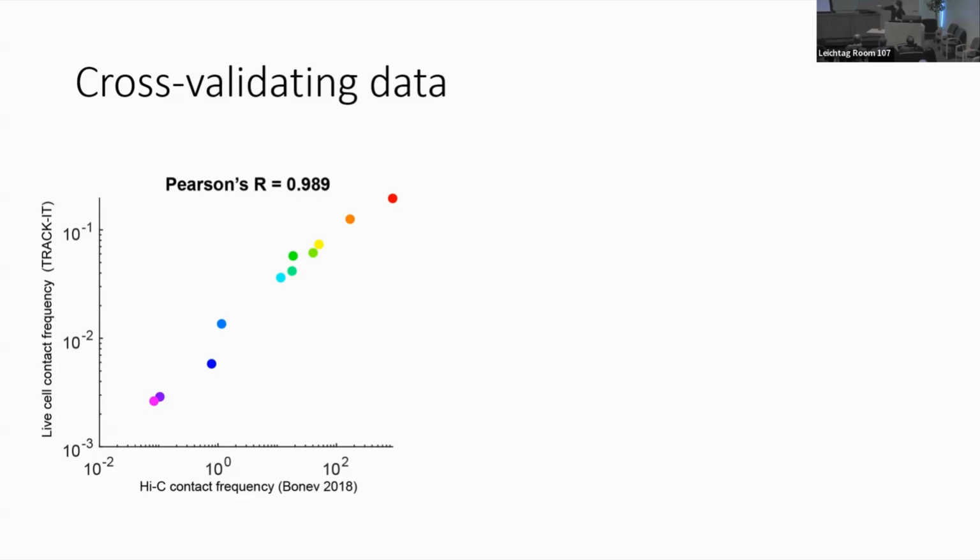So you have Hi-C here on the x-axis, and we have the live cell frequency at which any two elements are within 50 nanometers on the y-axis there. We have a quite impressive correlation. This is actually the same quality of correlation we have between the live imaging replicates.